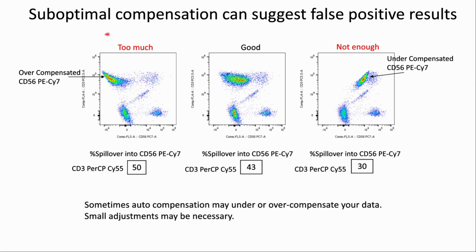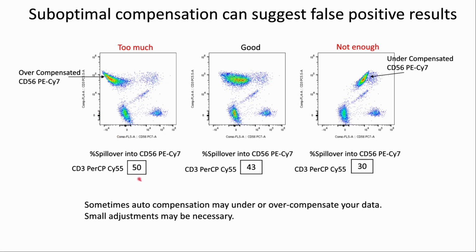On this slide, we have an example of what some errors in compensation can look like. And this is the example. Suboptimal compensation can suggest both false positive results as well as overly negative results. In this example, we have CD56 PE-Cy7 on the x-axis, and we have CD3 PerCP-Cy5.5 on the y-axis. Now, there is a lot of spillover, naturally, between PerCP-Cy5.5 channel and the PE-Cy7.